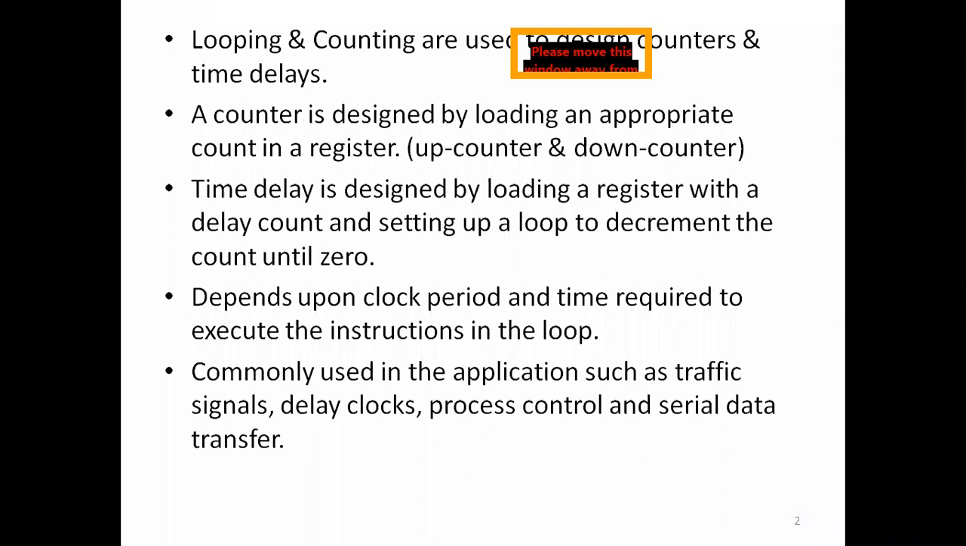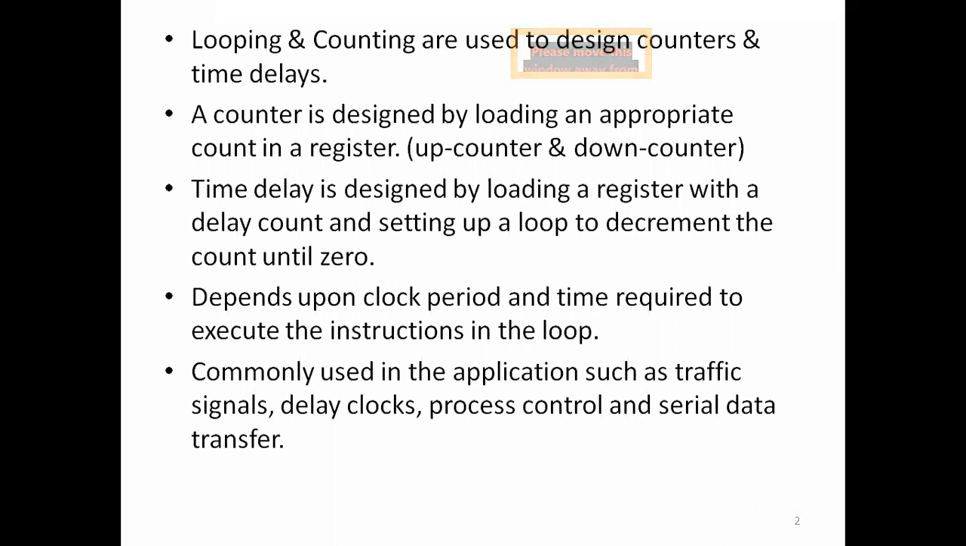Now, the time delay can be done by loading a particular register with a certain count value, and that count value is set as the delay count. Then we set a loop, and after setting the loop, we decrement the counter, and the loop is executed many times. As many times as the loop is executed, it will consume certain time till the count value becomes 0.